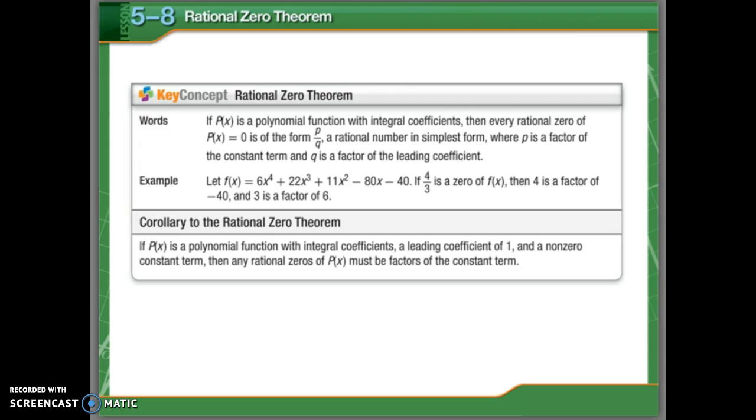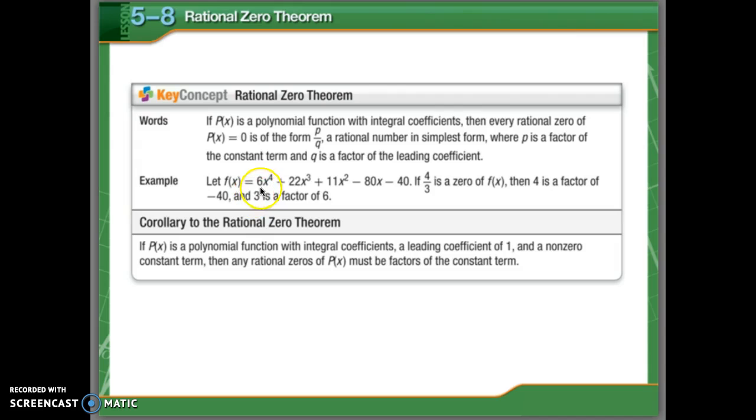So we've got this thing called the rational zero theorem. And basically what this says is that if you have a polynomial with integral coefficients, then every rational zero of the polynomial is of the form p over q. And p is a factor of the constant term, the last term in the polynomial, and q is a factor of the leading coefficient.